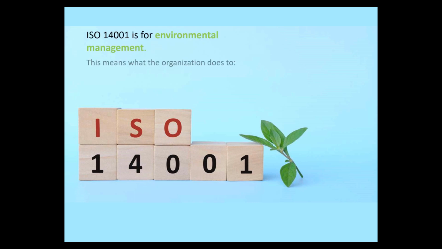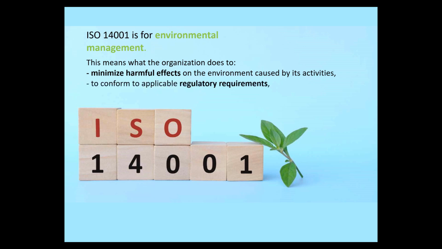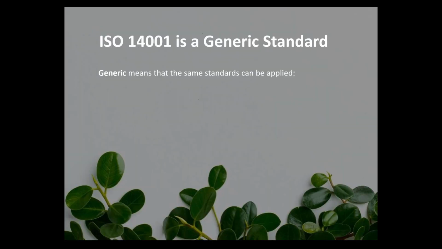What is an environmental management system? Well, having an environmental management system means that your environmental system, when it's in place, will help minimize the harmful effects that your activities might have in your business on the environment. It helps make you compliant with regulatory environmental requirements and helps you focus on improving your environmental performance on an ongoing basis. It's a generic standard.